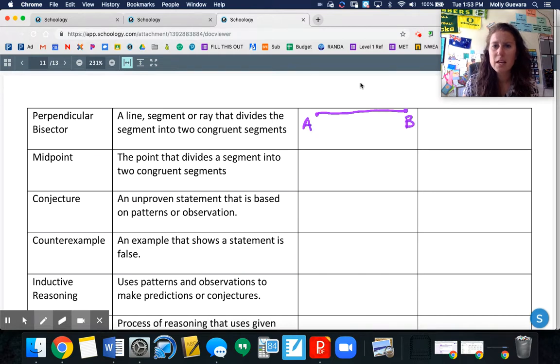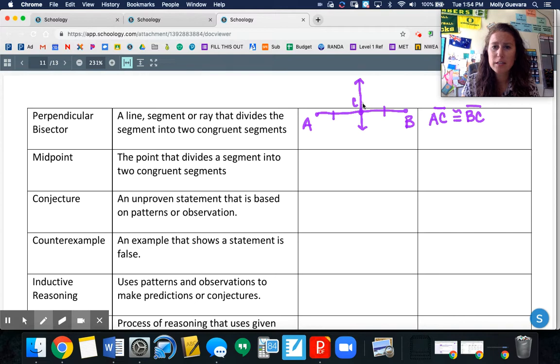Okay. If I have another line that divides AB into two equal parts, let's call this middle point C. So if line segment AC is congruent to line segment BC, that's why I have these tick marks here, because they're the same length, right? They're exactly the same length. So that's great. That's the bisector part, right? I've split segment AB into two equal parts.